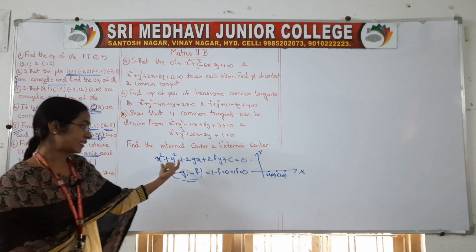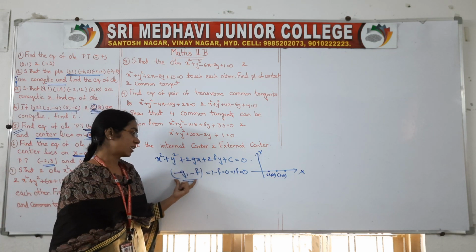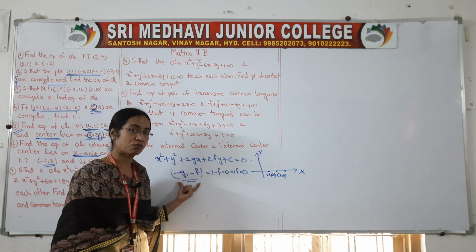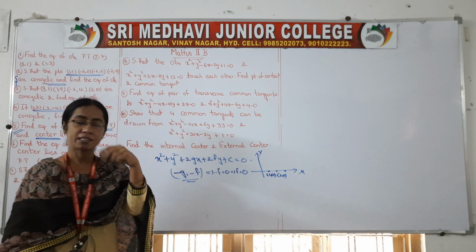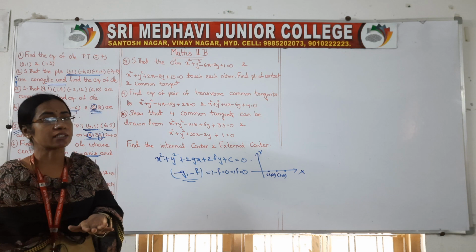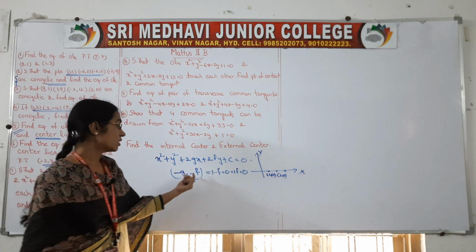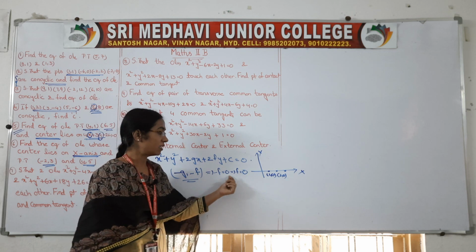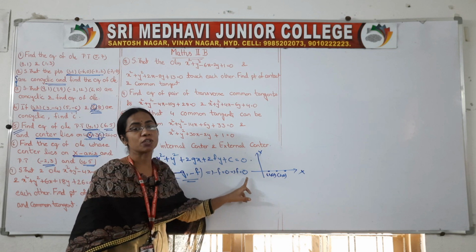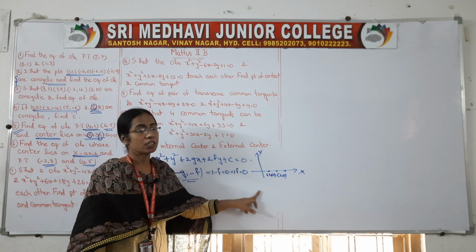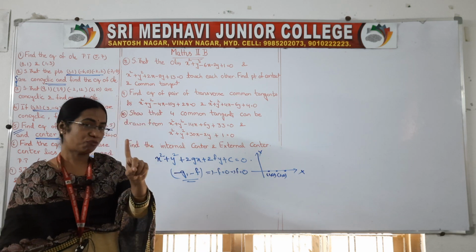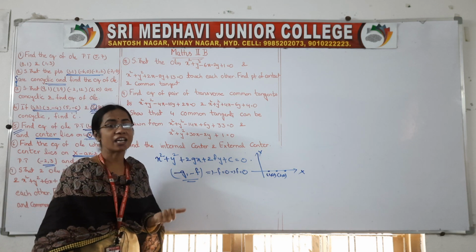So whenever the center of this circle, minus g, minus f, lies on x-axis, any point on x-axis means its y coordinate is equal to 0. What is its y coordinate? Minus f is equal to 0. So f is equal to 0. Okay, so we got one value, the f value. Now we have to get g and c.